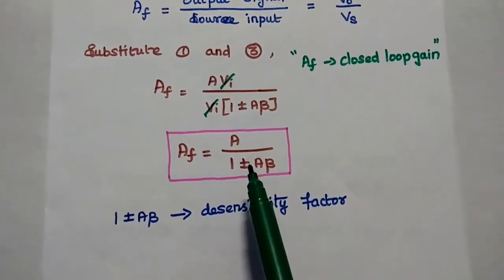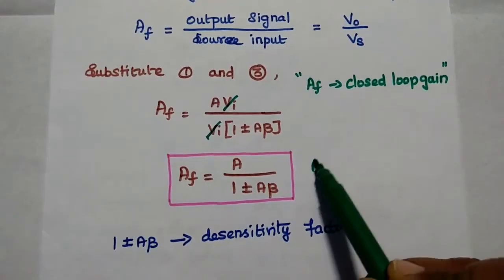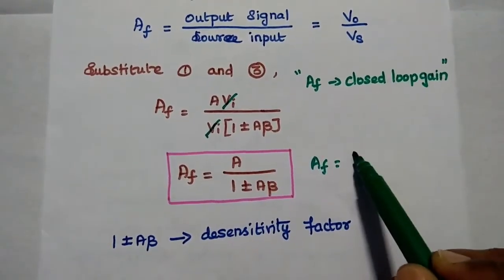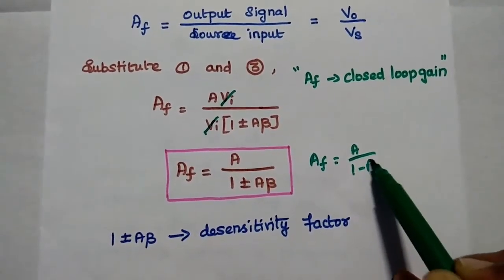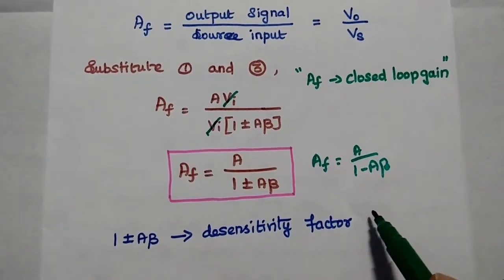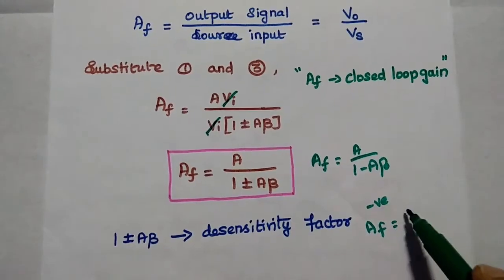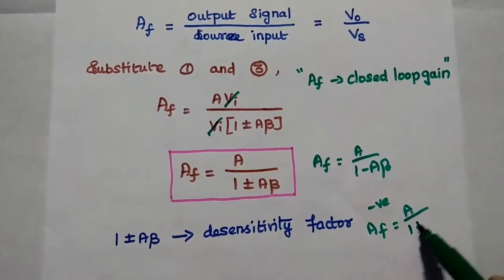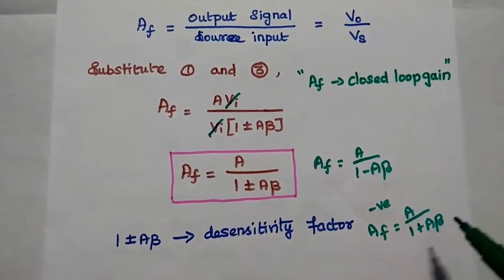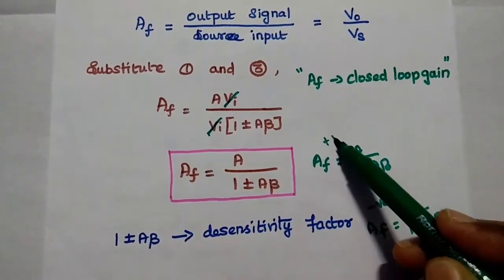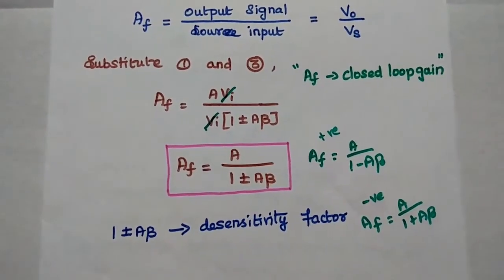This is the general formula. In case of positive feedback, we can get the value as A divided by 1 minus A beta. In case of negative feedback, we can get the value as AF is equal to A divided by 1 plus A beta. So next we are going to discuss this positive feedback and negative feedback in detail.